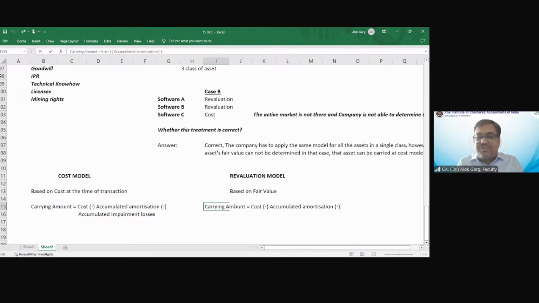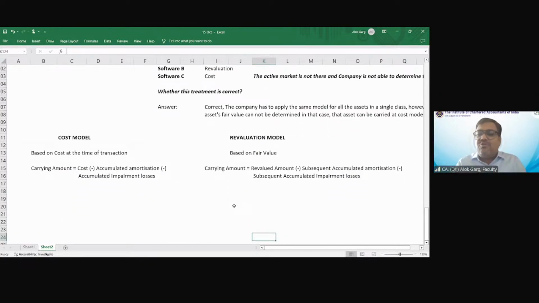Here, the meaning of carrying amount is not cost. It is fair value. It is the revalued amount, minus subsequent accumulated depreciation, minus subsequent accumulated impairment losses. Have you understood the meaning of carrying value on the reporting date, on the balance sheet date, in the cost model and revaluation model? Understood or not?